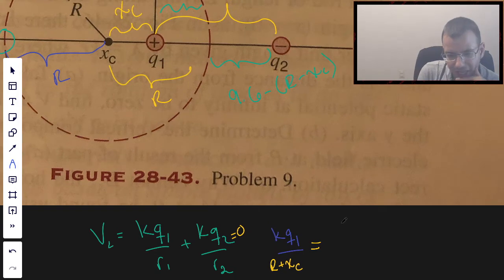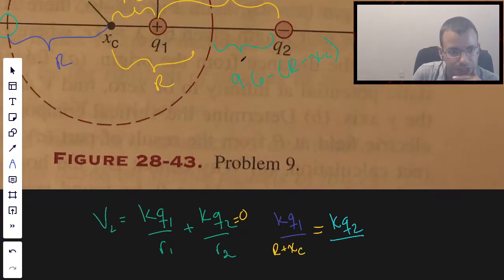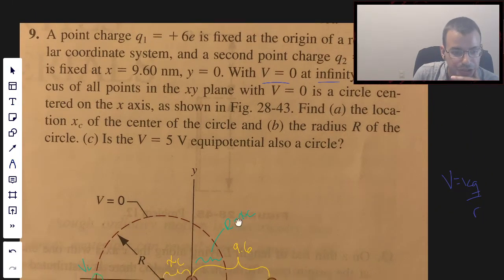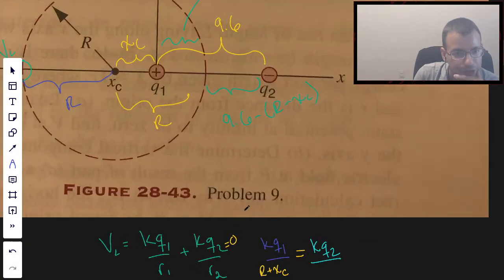Okay. Game face. So now this is going to be k Q2 over. Now the distance between Q2 and voltage L is going to be 9.6 plus xc plus r. Let's see, make sure I read that right. So Q1 is fixed at the origin, so 0, 0, yep. And then xc is to the left of that. Yep, okay. So I'll do 9.6 plus xc plus r. There we go.